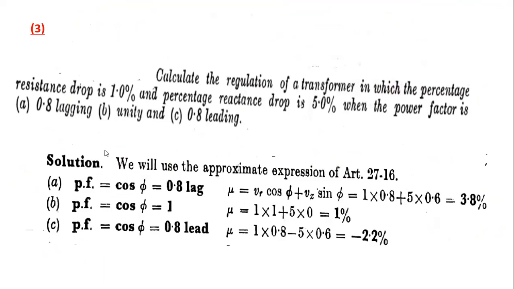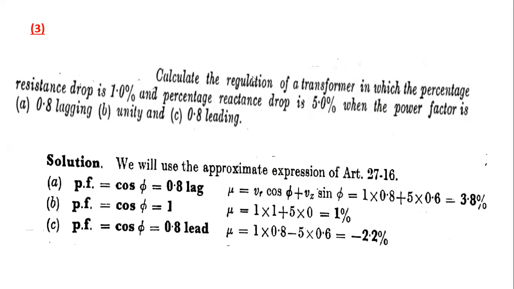Next, coming to the third problem. Calculate the regulation of a transformer. What is meant by the regulation? Voltage regulation is E0 minus E2 by E0 into 100. Calculate the regulation of a transformer in which the percentage resistance drop is 1%, the percentage reactance drop is 5%, when the power factor is 0.8 lagging, unity and 0.8 leading.